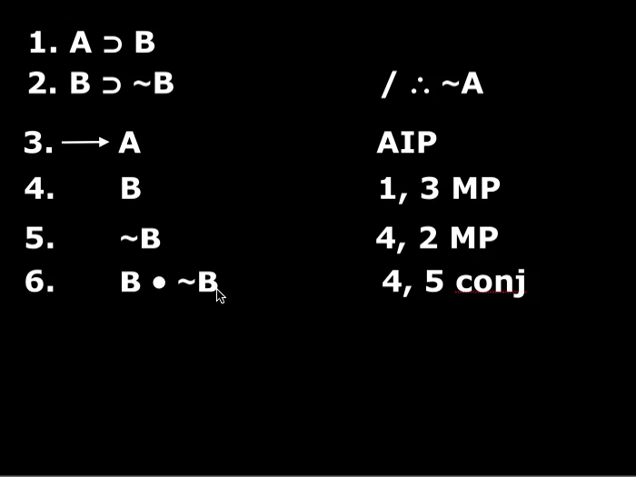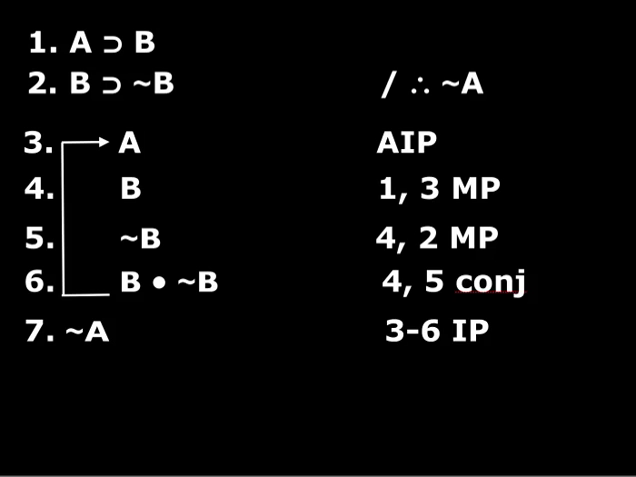So there, I've got an explicit contradiction. So now I can close my subproof off. And the next line, after I close off an indirect subproof, can only be the negation of my assumption, the AIP. Well, my AIP was A. The negation of that is not A, which is what I wanted. Now the proof is over. Okay, it's finished.